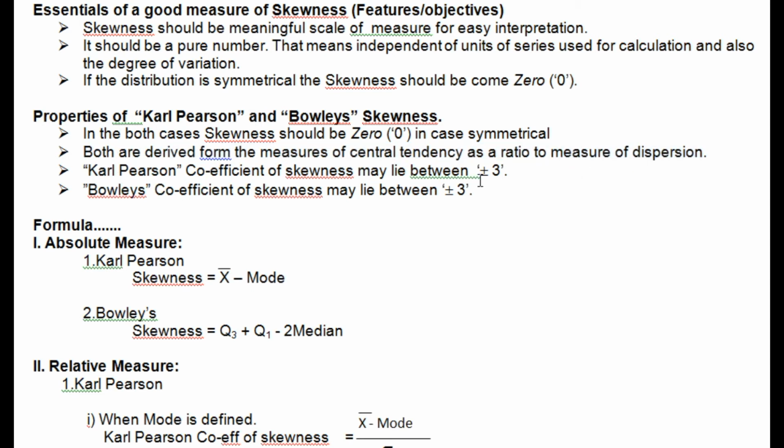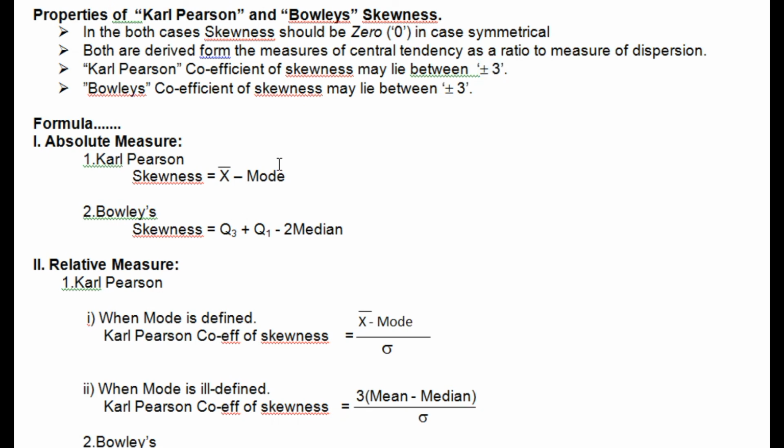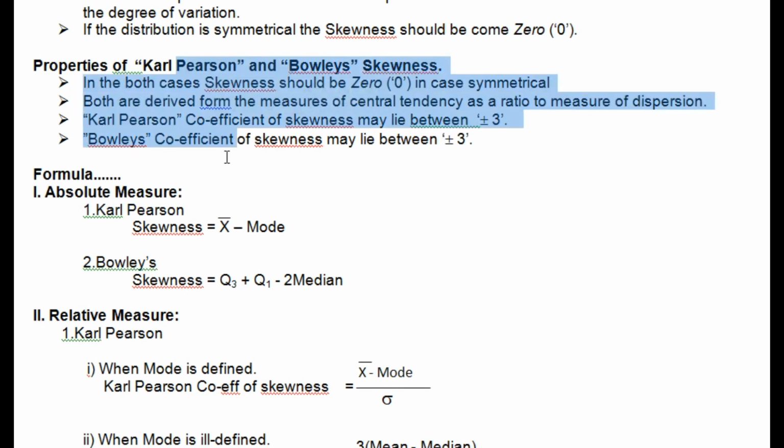Karl Pearson's coefficient of skewness lies between plus or minus 3. Remember, your answer must be 3 or less than 3, maybe positive or negative. If your answer comes more than 3, it is wrong. Is it clear? So the answer must be 3 or less than 3, positive or negative. Minus 3 because we have negative skewness, plus 3 because we have positive skewness, not correlation. Then Bowley also the same, plus or minus 3. So these are the comparison as well as the properties of skewness.